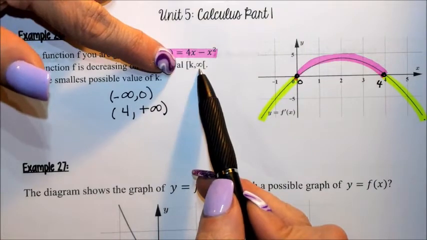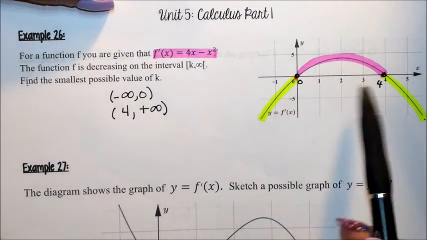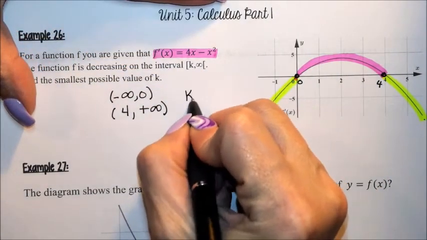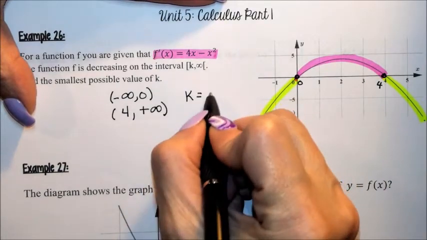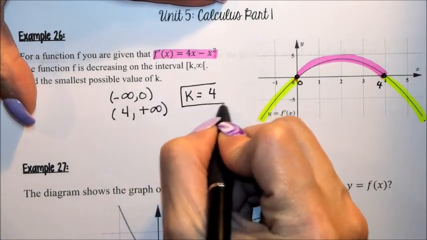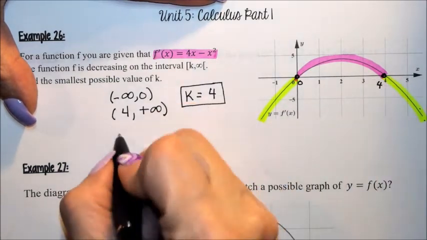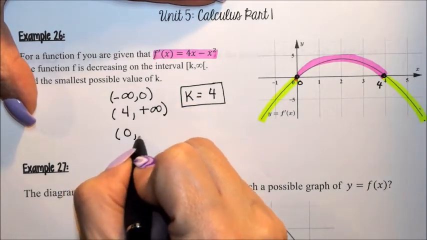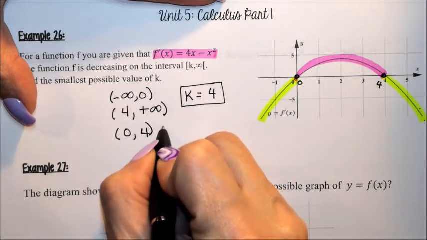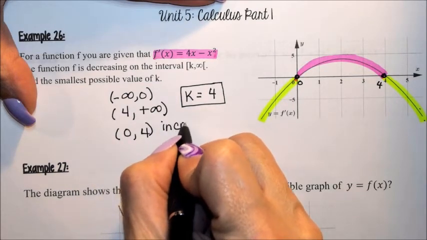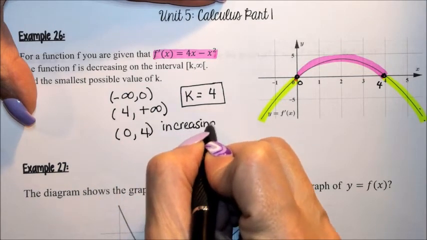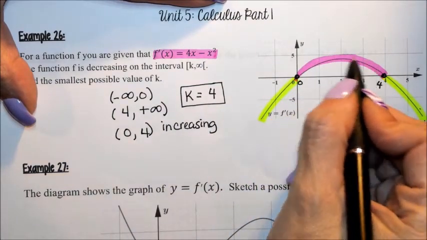Find the smallest possible value of k. Oh, well, here it is. What interval would that be? What would k be? K would be 4. K is where it's decreasing. If I wanted to say where it's increasing, I would say from 0 to 4, we are increasing. That's when my derivative is positive.